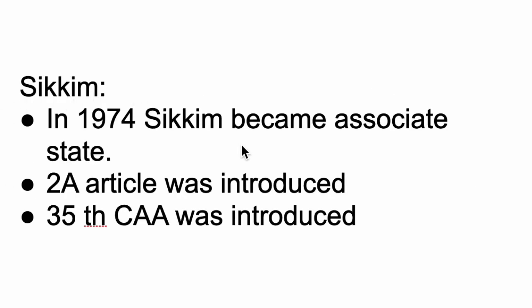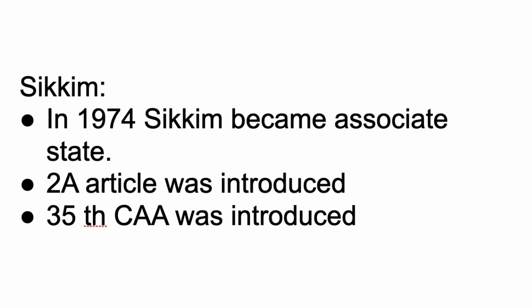First, it didn't totally become a state. First in 1974, it became an associate state. So this associate state was not mentioned in our Article 2. So what they did was, they introduced a new article called Article 2A. They introduced this article by making the 35th Constitutional Amendment Act. And they also introduced the 10th schedule, which contains the establishment of a separate Sikkim assembly.